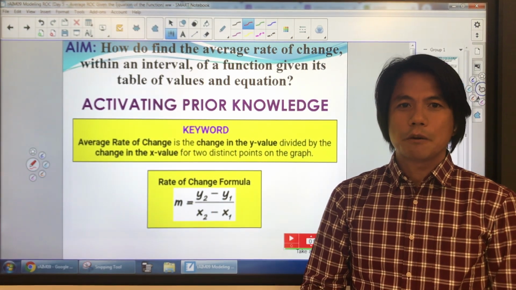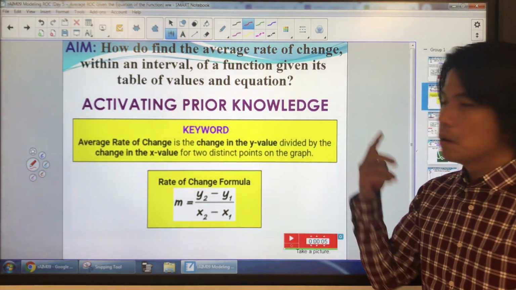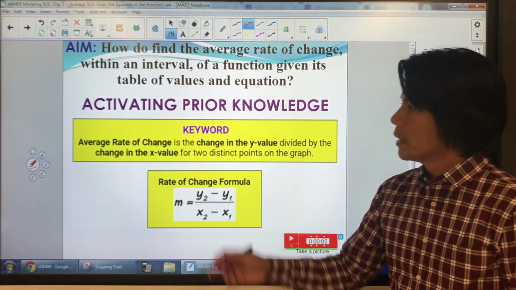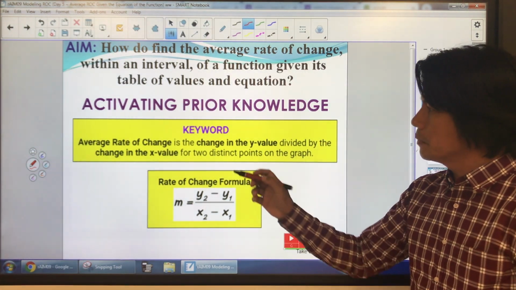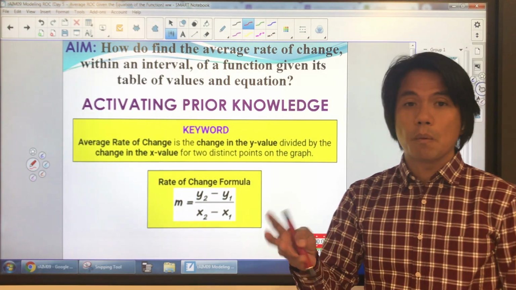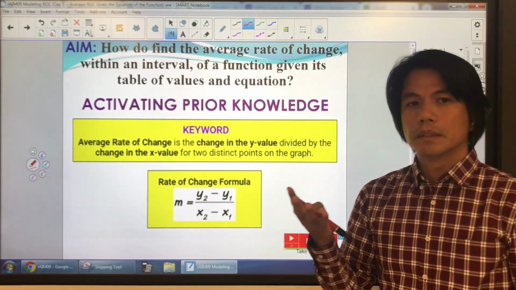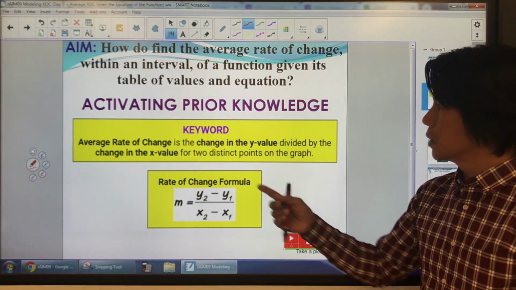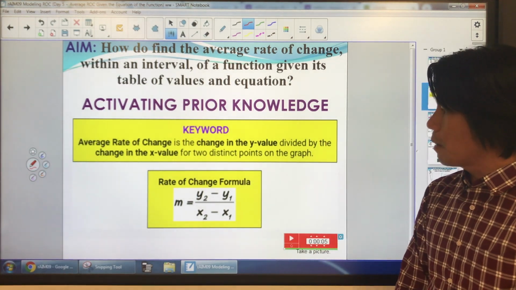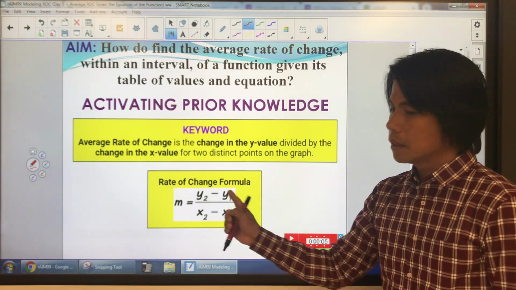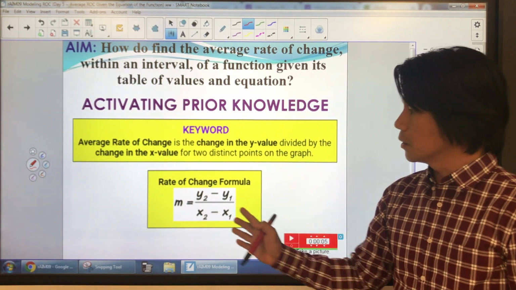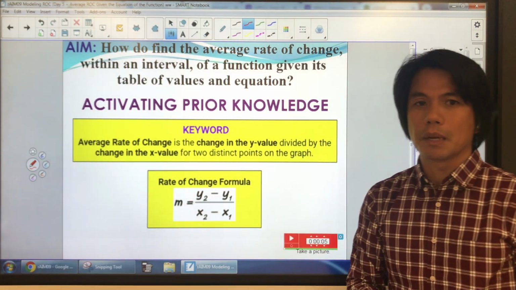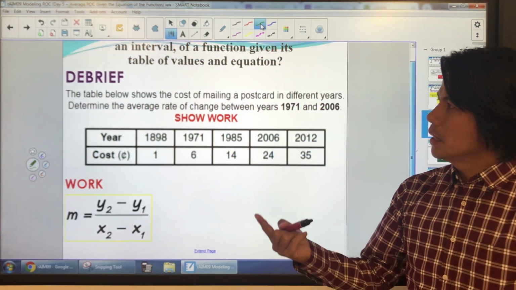Alright, let's activate your prior knowledge before we go over the intro activity. As we all know, average rate of change is the change in the y values over the change in the x values from two distinct points on the graph, which is represented by this formula, also known as the slope formula. Let's go over the intro activity.